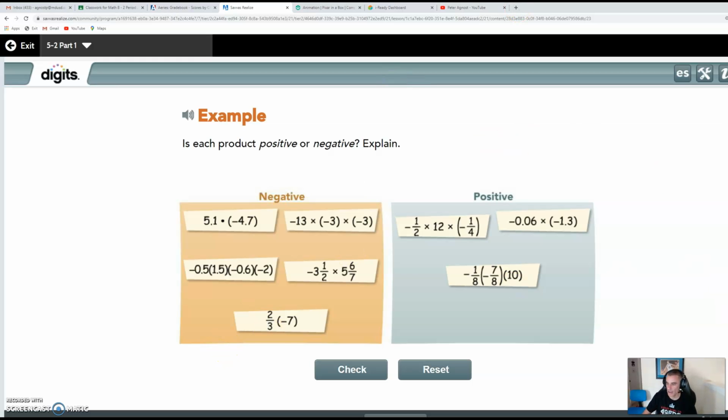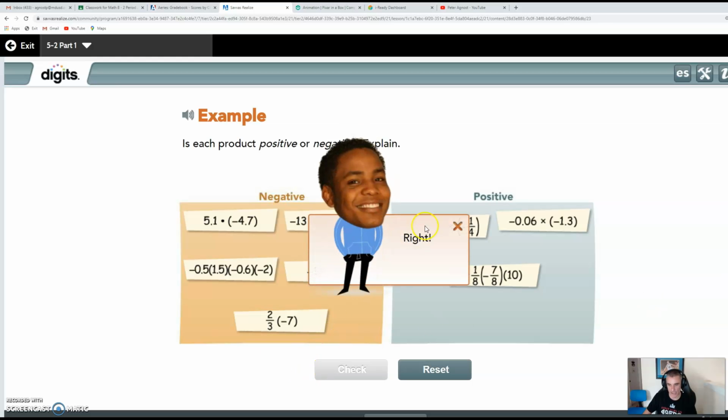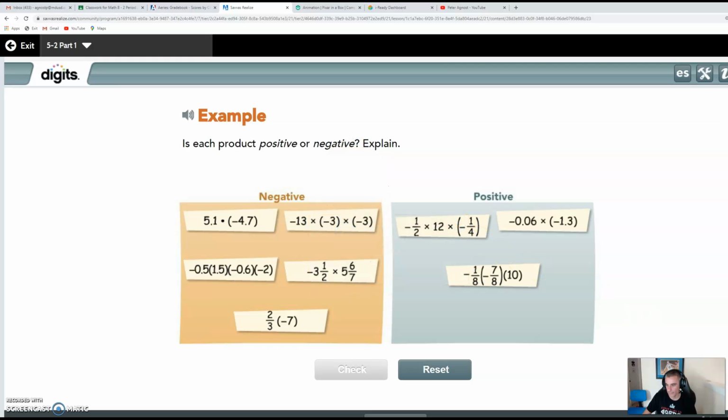And again, I'll summarize that one more time. If we have an even number of negative signs, you're going to get a positive number. And if you have an odd number of negative signs, you're going to get a negative number. Let's see if I did it right. Got it.